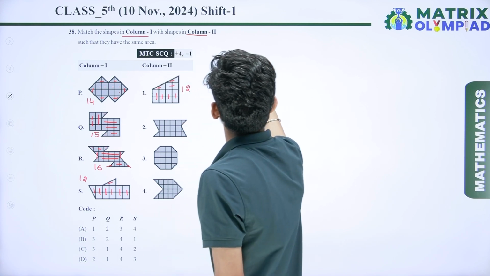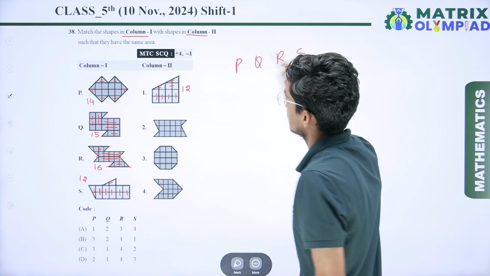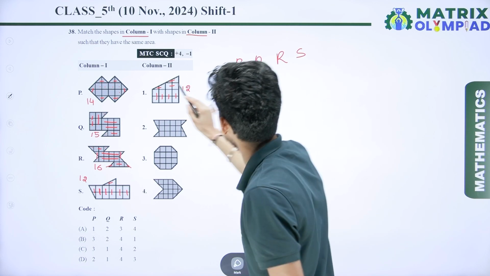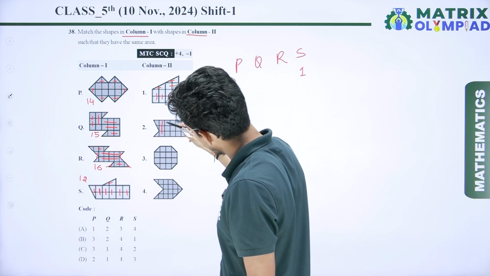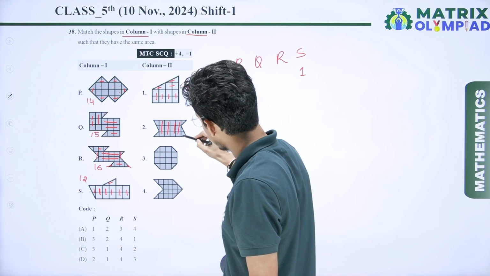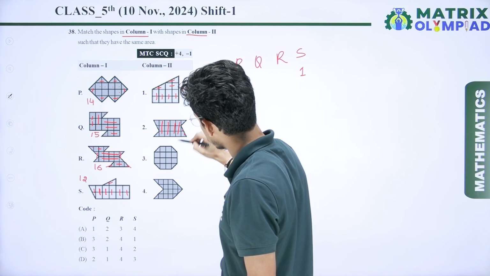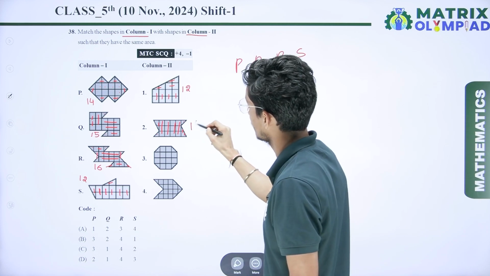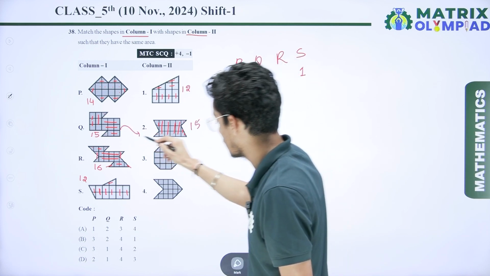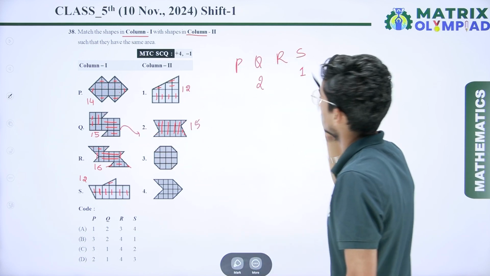It means if I talk about P Q R S, where is 12? Here it means S is connected to 1. If I count here, we have 3 6 9 12 and this one, that is the 13 and this one, that is the 14 and here 15. So 15, where is 15? It means Q is connected to 2. So Q is connected to 2.